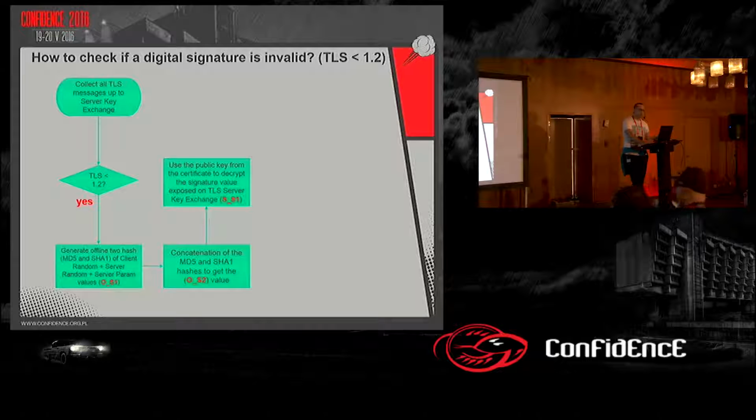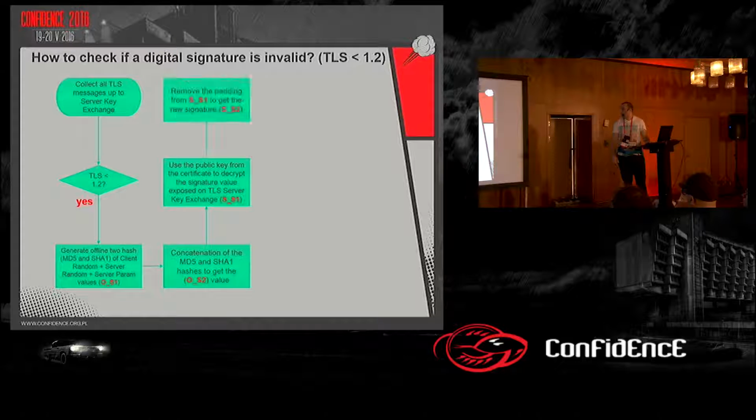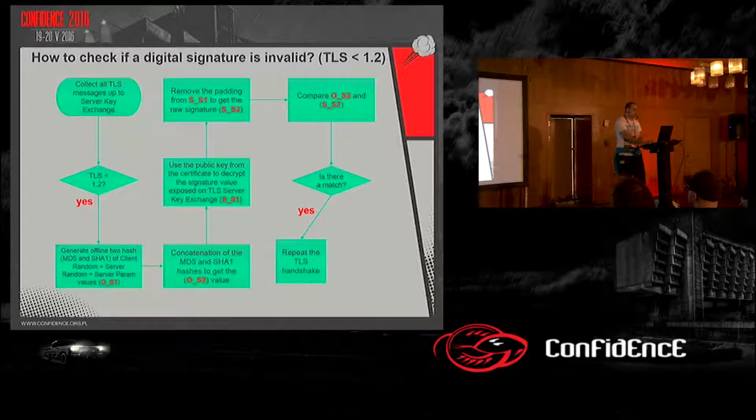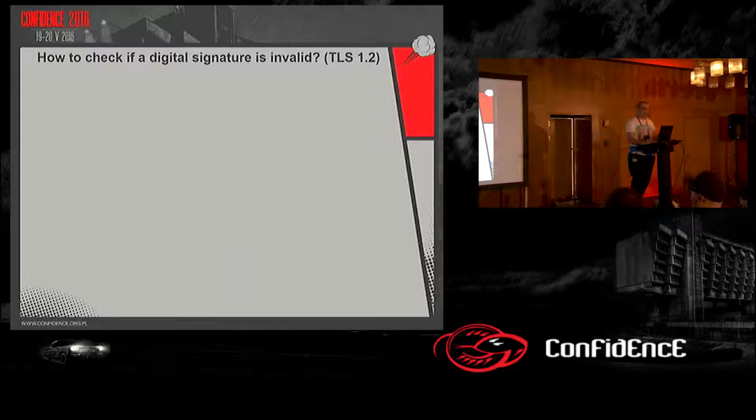So we also have the public key of the server, of course. So this means that we can decrypt the signature, and we will basically get the signature in clear text. We remove the padding from there, and we compare the signature we have calculated offline with the signature that we have found inside the key exchange message. And if there is a match, we are unlucky, so we can repeat the TLS handshake. Instead, if there is a mismatch, we can try to recover the private key.